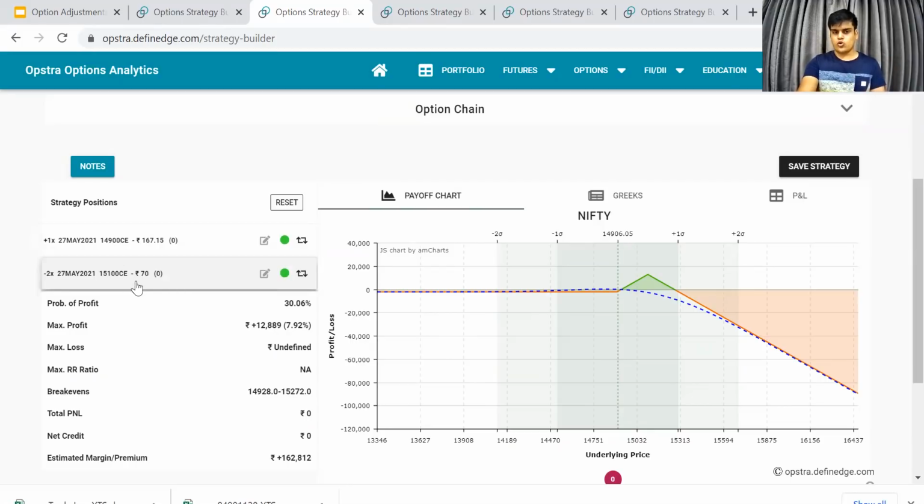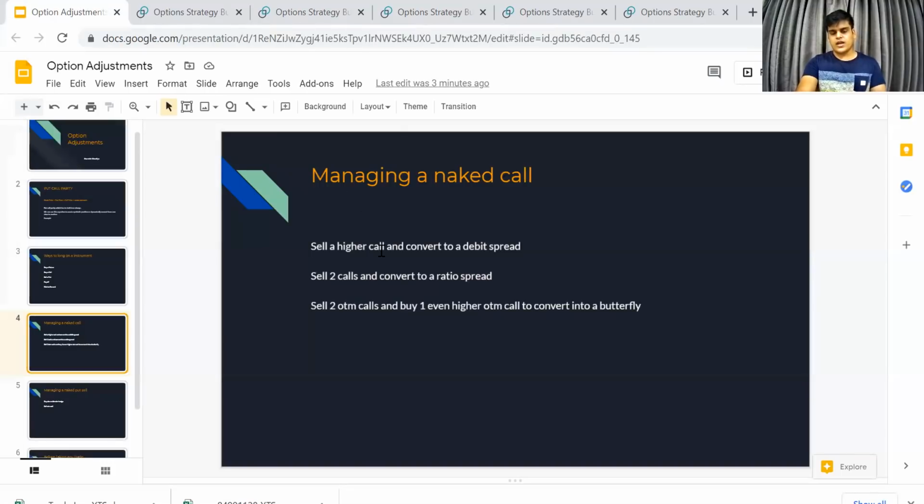The trade didn't go in your favor. You sold one call, okay? And Nifty is tanking. So you think that, okay, 15100 level from where Nifty is rejected, I'll sell two calls. So what will happen is, even if the market goes down, even if your view goes wrong, your loss is very limited. Okay. So first was you sell a higher call, convert to debit spread. You sell two calls and convert to ratio spread.